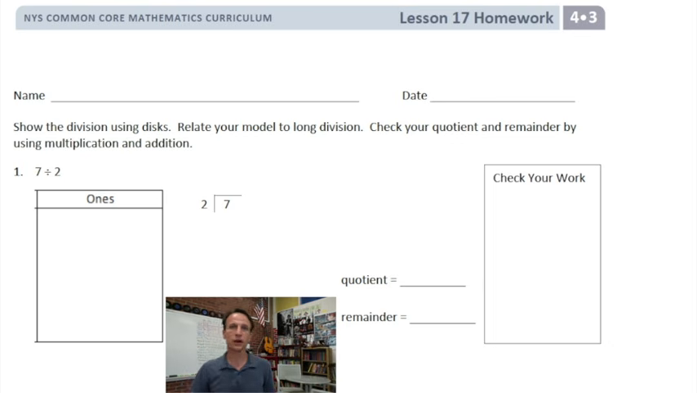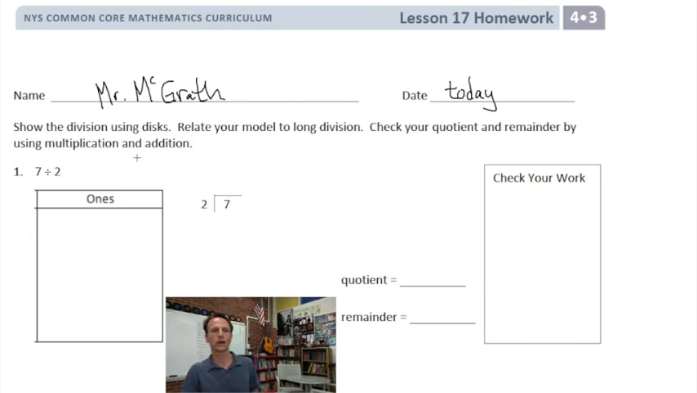Oh, it's homework time. It's homework time. Lesson 17 homework. Hi. All right, let's begin. Let's start by putting our name at the top of the paper. I will put my name, you write yours, and also the date, please. Yes, I'll write today. You write the actual date, where and when you are in this great wide world.